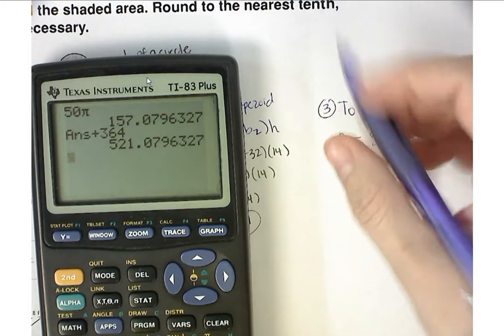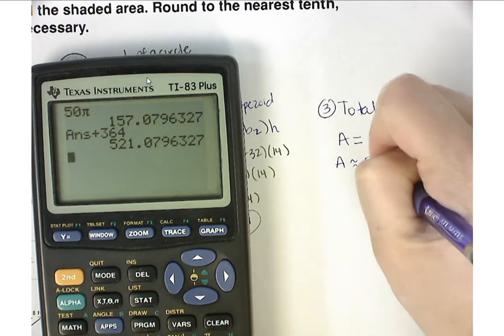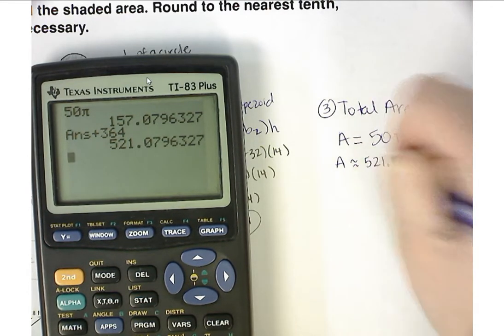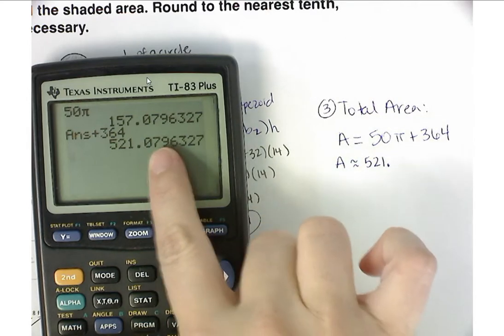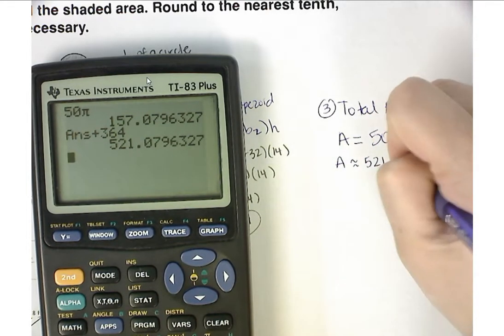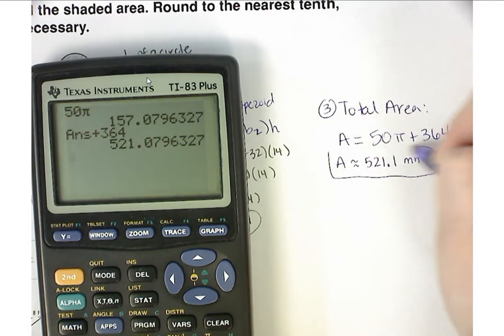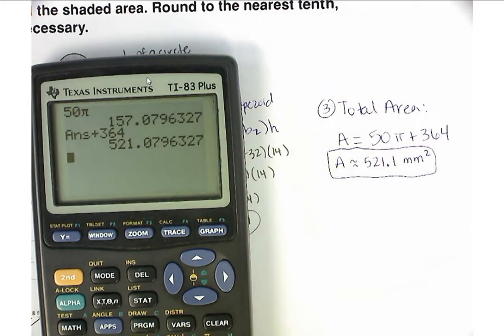The directions say to round to the nearest tenth. So this will be 521 point. If it's 0.7, the 7 rounds the 0 up to a 1. And then I'm going to put my units, and then because it's the area, I'm going to square them. Okay, so this will be millimeters squared.